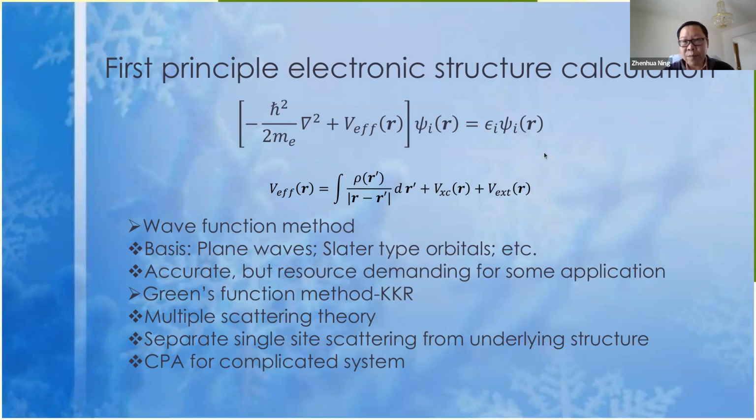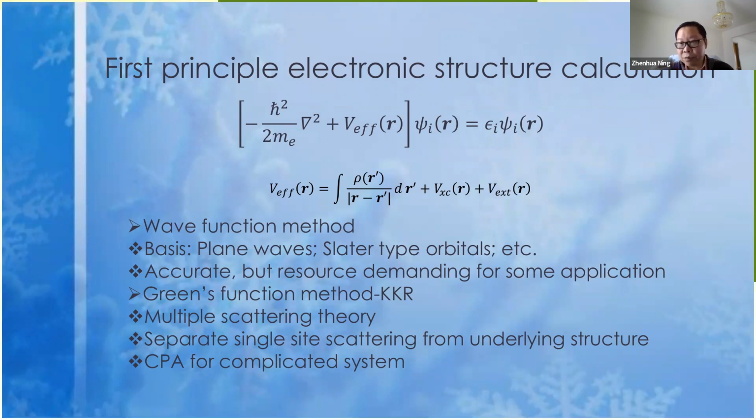Another method to solve the Kohn-Sham equation is to solve the system's Green's function with multiple scattering theory. This is called KKR. One advantage of the method is that it separates the single site scattering from the underlying structure, and it can also adopt the coherent potential approximation to deal with disorders and defects. This kind of system cannot be handled by the wave function method.